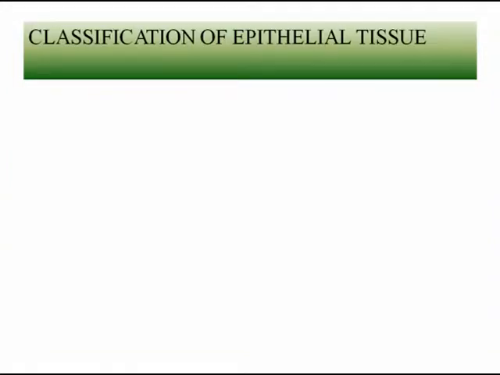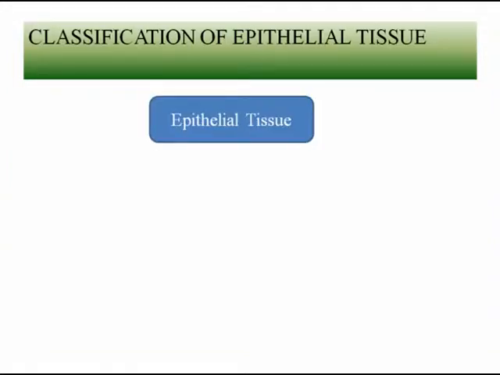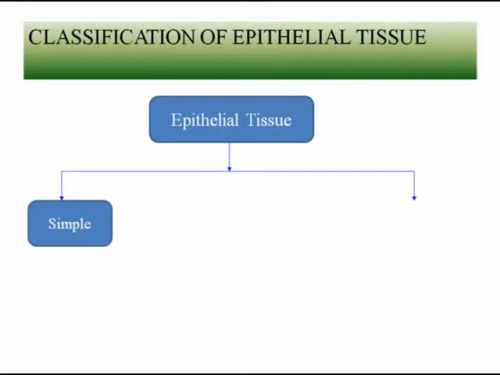Now, classification of epithelial tissue. Actually, epithelial tissues are generally classified by the morphology of their cells and the number of layers they are composed of. It is divided into two types of tissues. The first one is simple, and the second one is compound epithelial tissue.